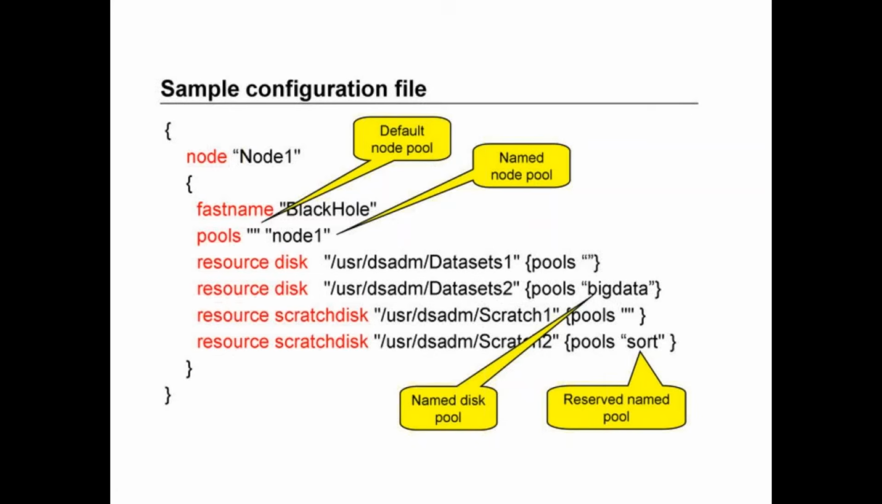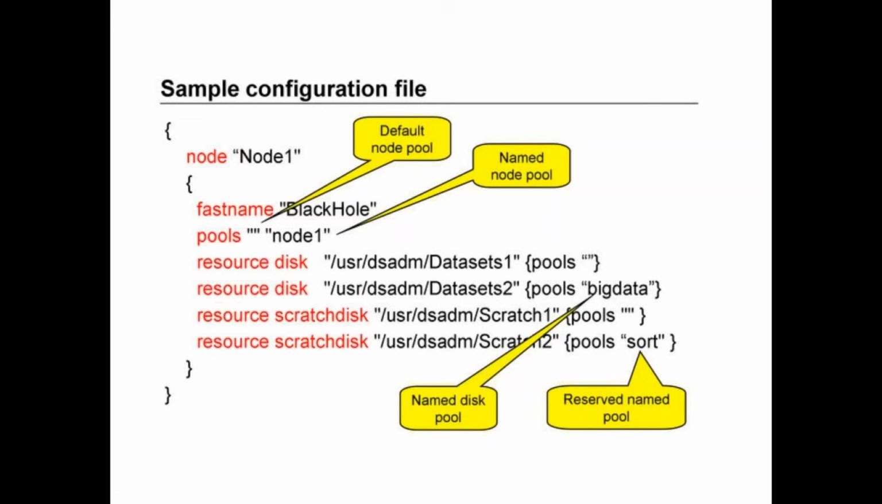Now these resource disks as well, if we see here, they are also assigned to some pools. So this is a node pool, these are resource pools. Pools empty string. Empty string means the default pool. And pools big data. So this is again a user-defined name that I have given for the resource pool. So we have called it big data. Then there's the other kind of disk space that we can define as a scratch disk for temporary storage of data. So again, there are two parts. One belongs to the default pool, the first one, and the second belongs to the sort pool. So sort is a reserved name pool. It's not a user-defined name pool.